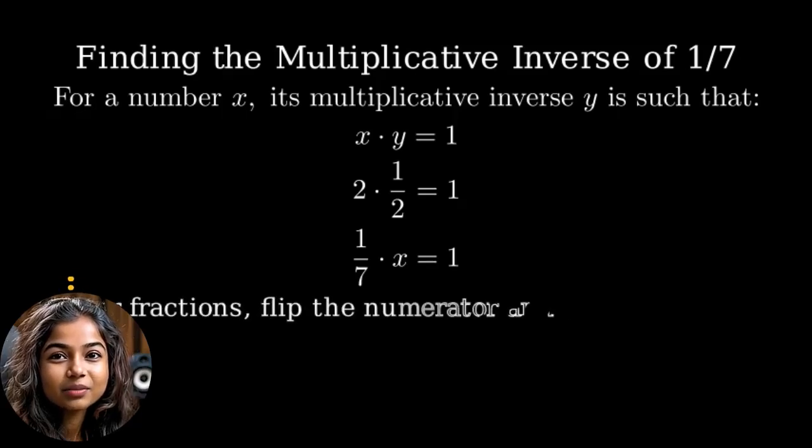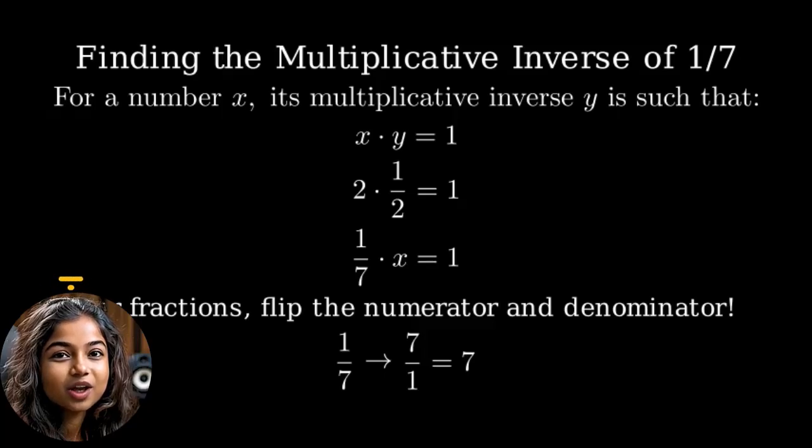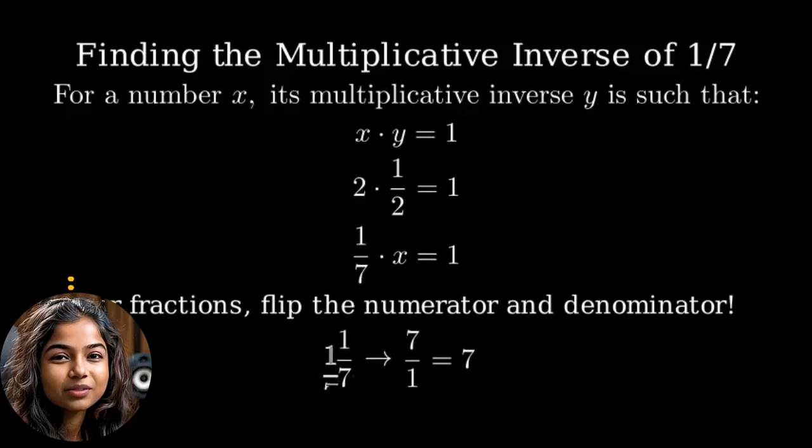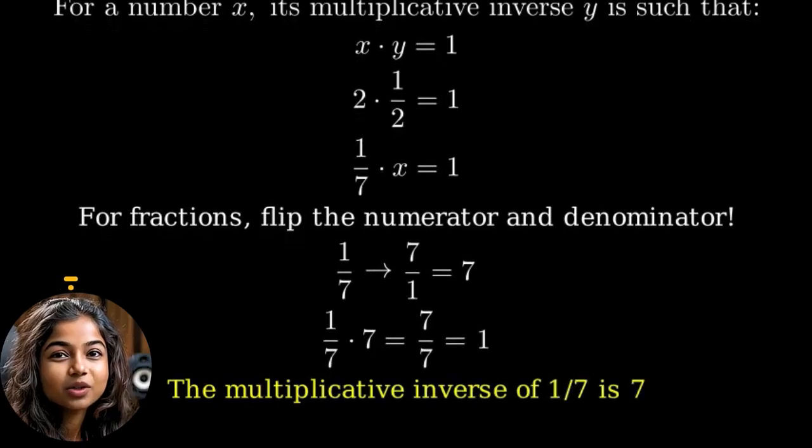Here's a helpful trick. For fractions, the multiplicative inverse is simply the reciprocal. We flip the numerator and denominator. So, the multiplicative inverse of 1/7 is 7/1, or simply 7. Let's verify this is correct by multiplying 1/7 by 7. 1/7 times 7 equals 7/7, which simplifies to 1. Therefore, 7 is indeed the multiplicative inverse of 1/7.